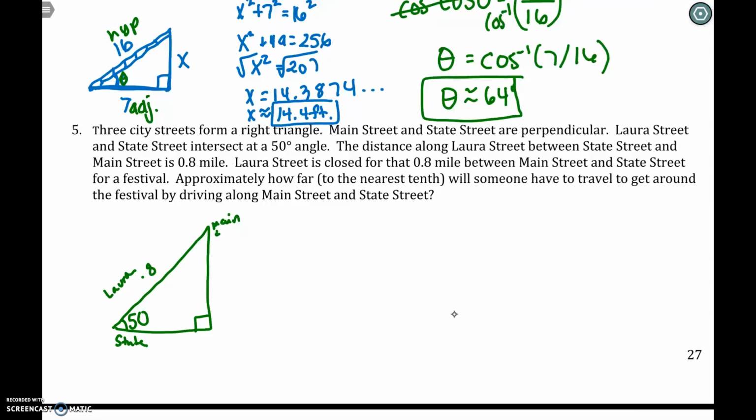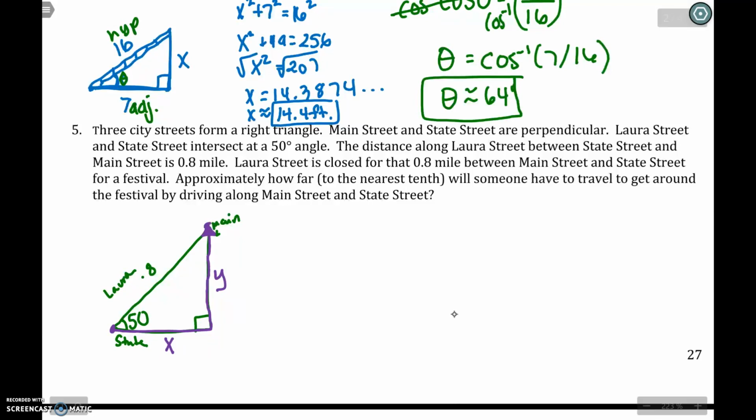Laura Street is closed for that 0.8 mile between Main Street and State Street, so that means we can't use that segment. Approximately how far to the nearest tenth would someone have to travel to get around the festival? So if we were starting here, normally we would go to this corner right along Laura Street, the 0.8, but we can't. We have to go this distance and then this distance to avoid it. That's the detour, the long cut. And that means I need to know how long this is, and I need to know how long this is. And I'm going to compare that to the 0.8 it would have taken the direct route.